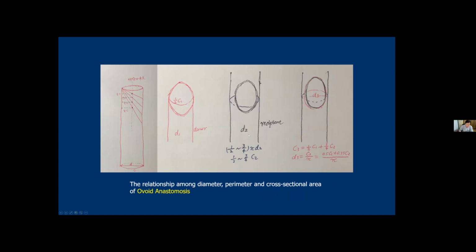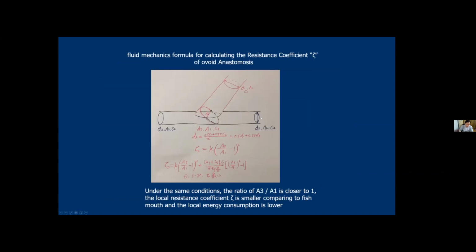We can see this is the calculation of the zeta in oval shape anastomosis. So under the same conditions, the ratio of A3 to A1 is closer to 1. So the local resistant coefficient zeta is smaller compared to fish mouth, and the local energy consumption is lower. It's much lower. So this means it's a better shape of the stoma.